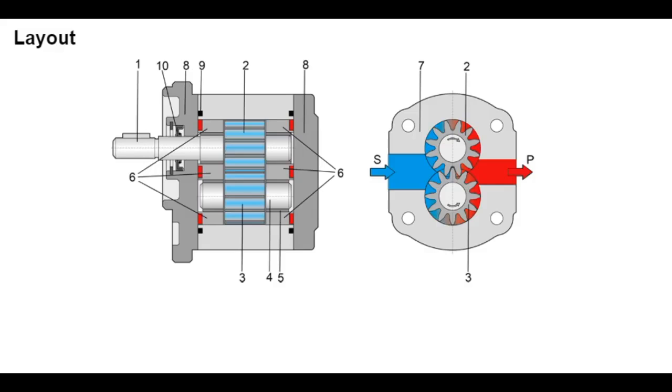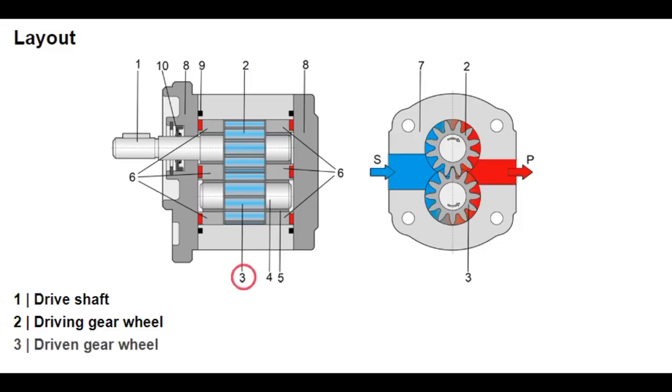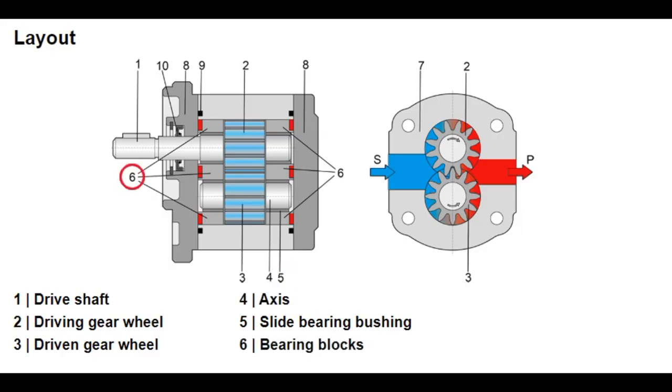The most important components of an external gear pump can be seen here in the sectional view. On the drive shaft 1 sits the driving gear 2. The driving gear in this example rotates clockwise, while the driven gear 3 rotates counterclockwise. Both have external gearing, which is why they are called external gear pumps. The drive shaft and the axles 4 of the driven gear are mounted in slide bearings 5 to absorb the radial shaft forces.